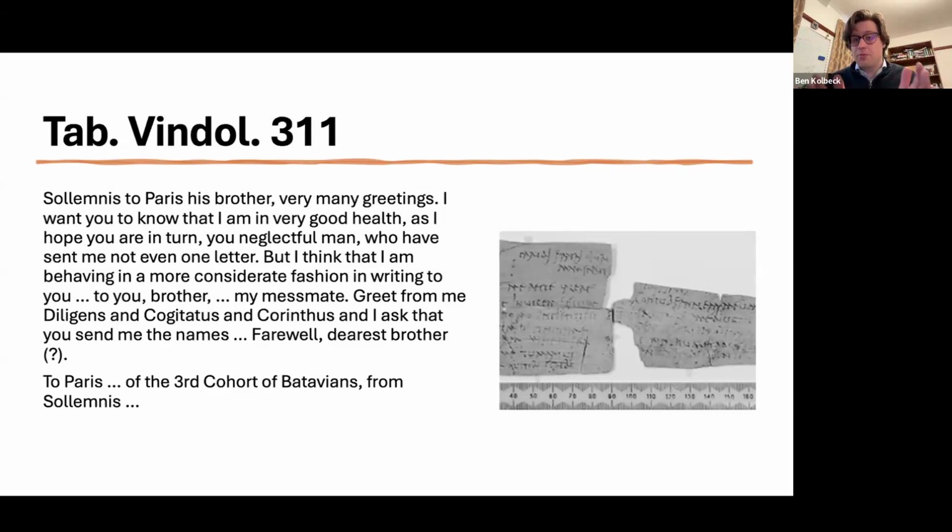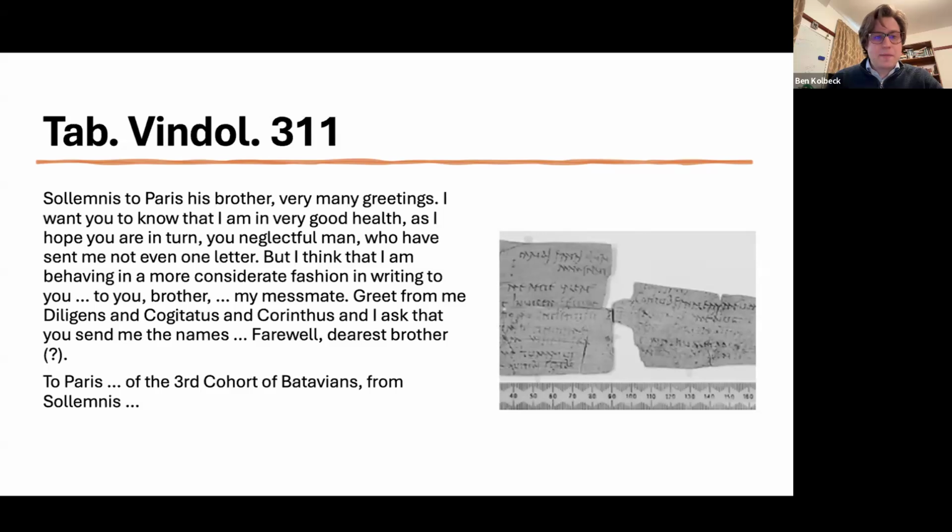We're looking into a private world of one-to-one correspondence in which you are not the intended recipient, and the author expects you to know all kinds of things like relationships and references to everyday stuff that we simply don't know. So here we see Solemnis to Paris, his brother.